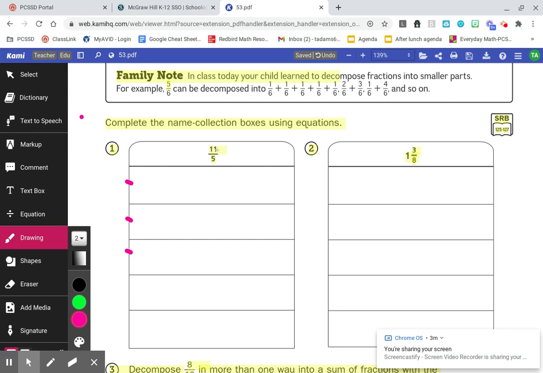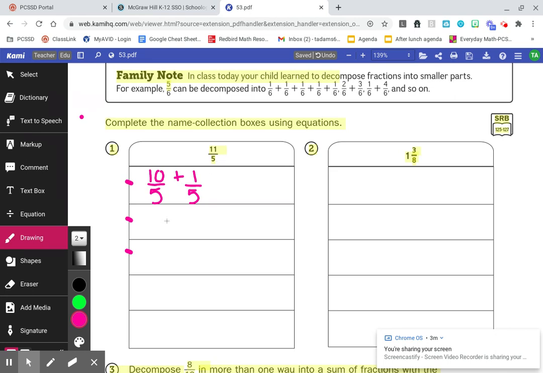How can I break apart the number 11? What plus what equals 11? And if it's easier for you to write 10 plus 1, because I know that 10 plus 1 equals 11, then go back and add your denominator. And 5 is my denominator in 11/5. 10/5 plus 1/5 equal 11/5.